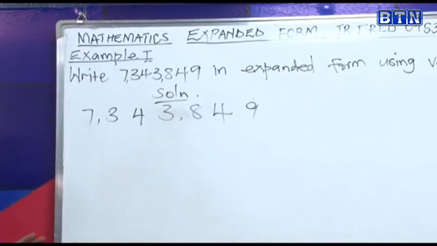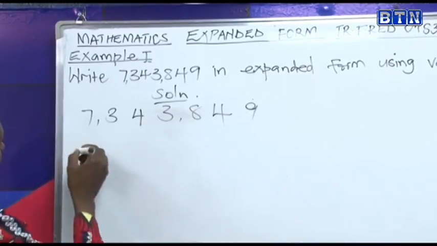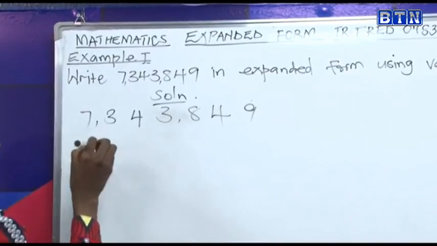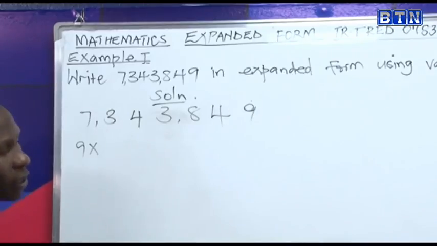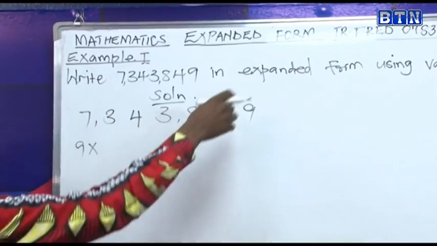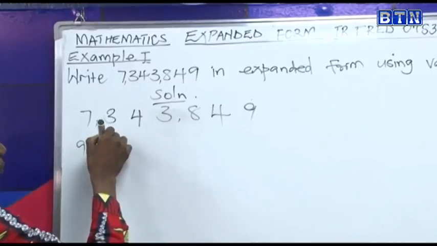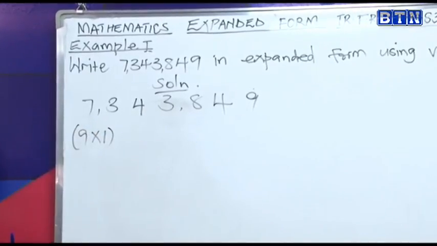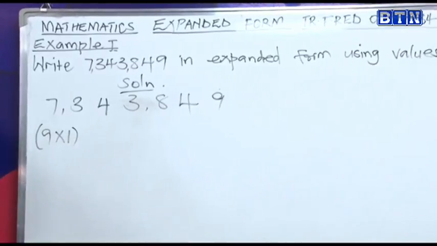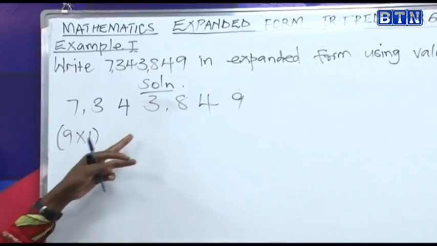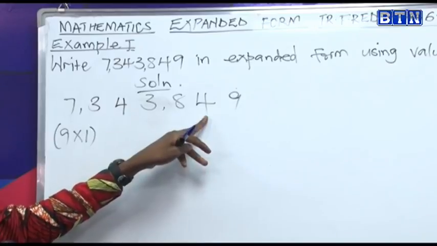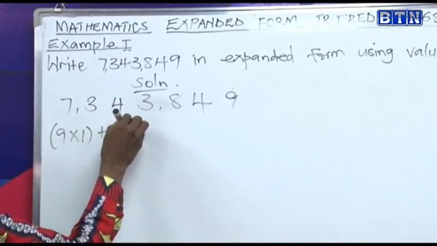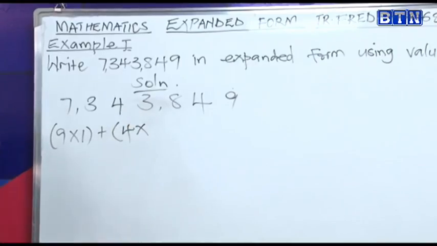So the first thing I'll do is I'll begin with 9. I'll say 9 times. Remember, 9 is taking the place value of 1s. So if it is taking the place value of 1s, I'll multiply it by 1. 1 is its place value. After finding 1 as its place value, then we shall continue to the next digit, which is the 10s digit. So we shall add the next, which will be 4 times its place value.